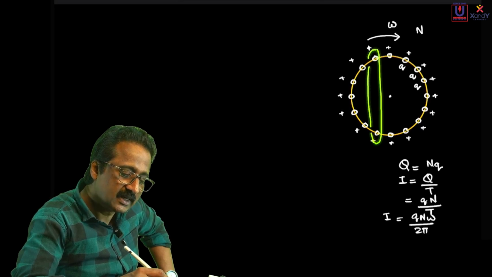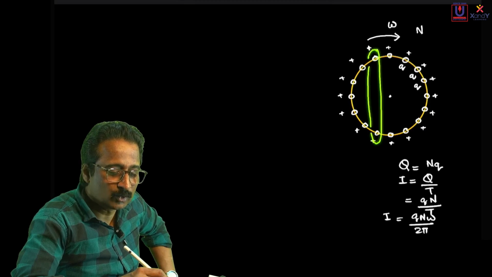Yes, it looks like this. It's a full loop. That's the Amperian loop. This is the loop they call B.